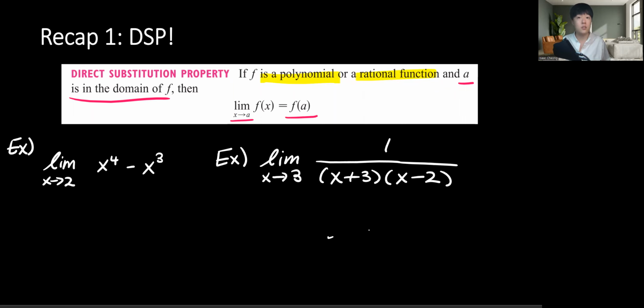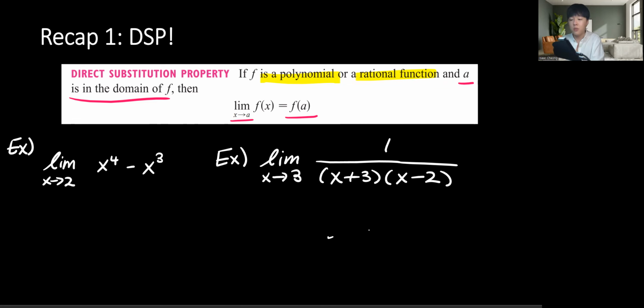What does that mean? You don't have to evaluate it through the limit laws. Instead of using the limit laws, you can just plug that value into the function. Not using a limit law, we're plugging in the value. So that's the key of the direct substitution property.